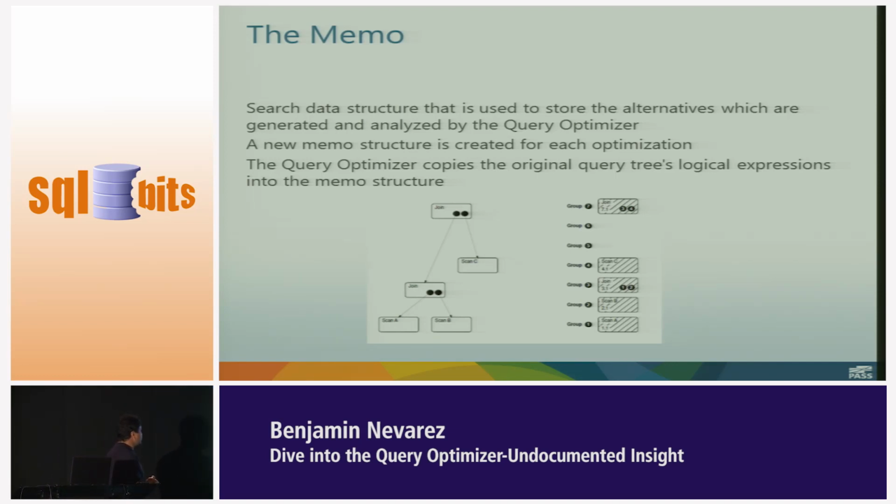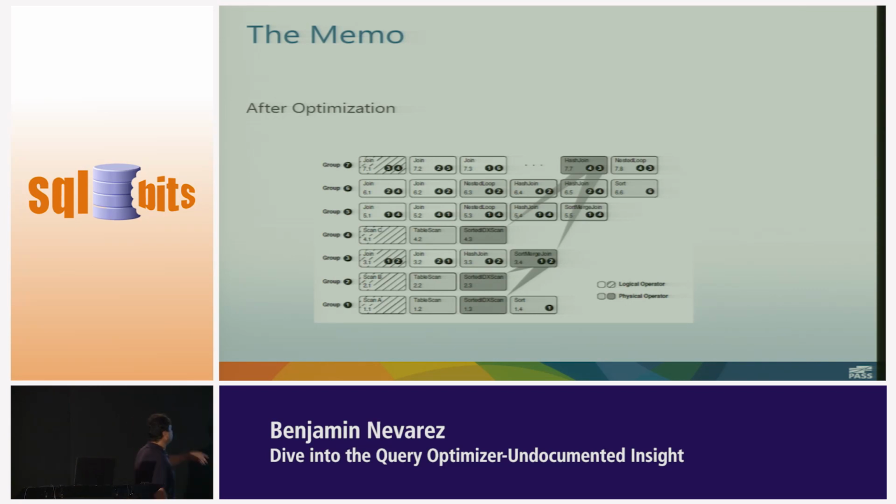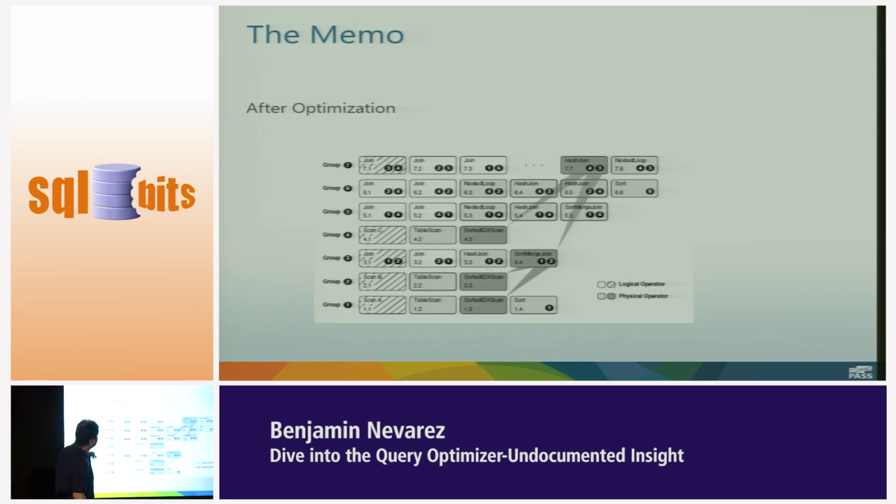Basically, when we start the optimization, this is the original logical tree. SQL Server is going to copy the operators into the memo. So that's the beginning of the memo. And then it's going to apply rules to have additional choices. So we may end up with something like this. Our original tree was here, and we have some additional operations that we got after applying rules.